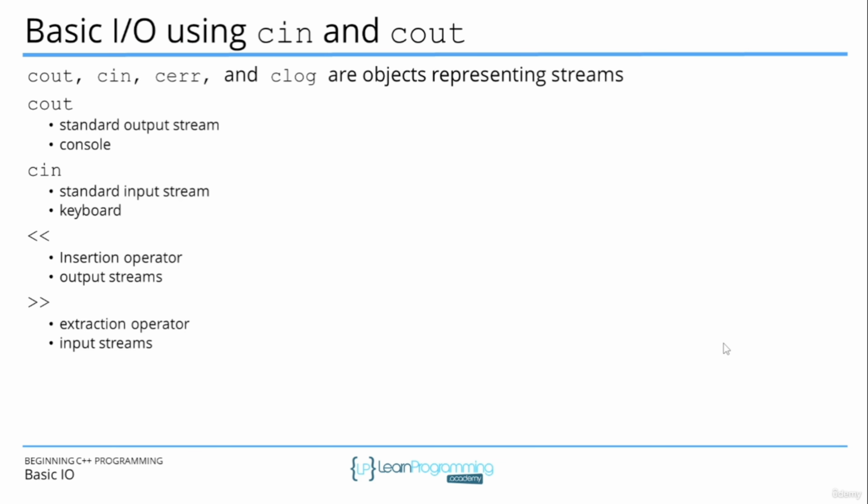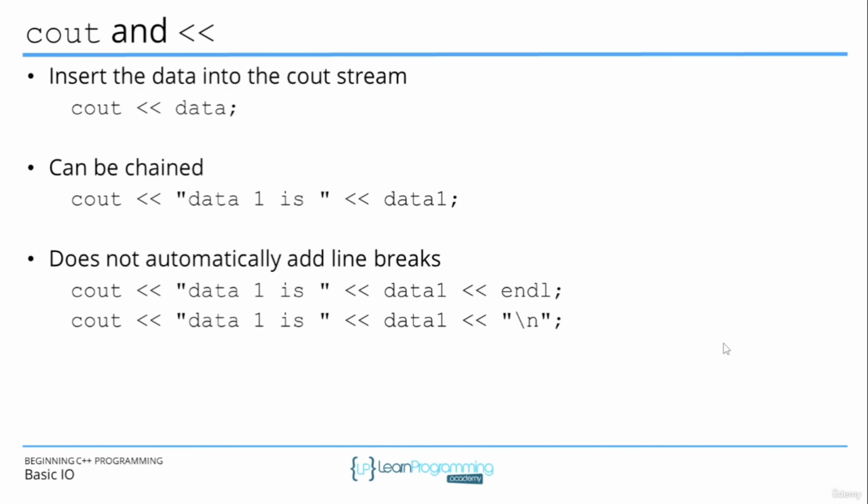Let's look at how we can use cout and the insertion operator. The insertion operator inserts the value of the operand to its right, in this case the variable data, into the cout output stream. Since cout is by default the console, the value of data will be displayed on the screen. Since we're using stream abstraction, we can chain multiple insertions in the same statement. This makes basic I/O very, very easy to do.